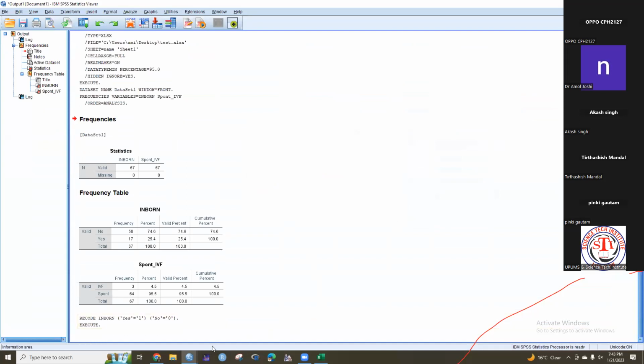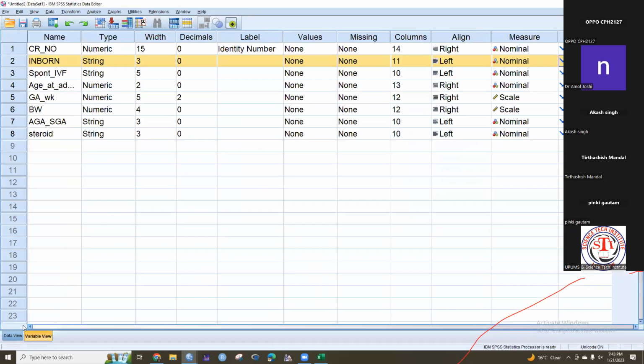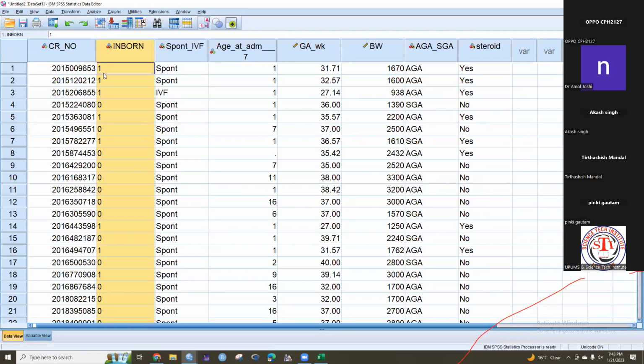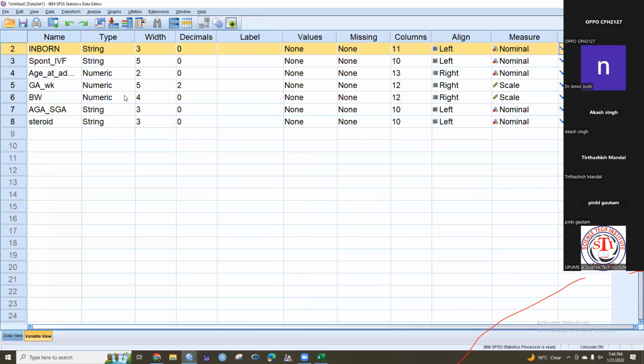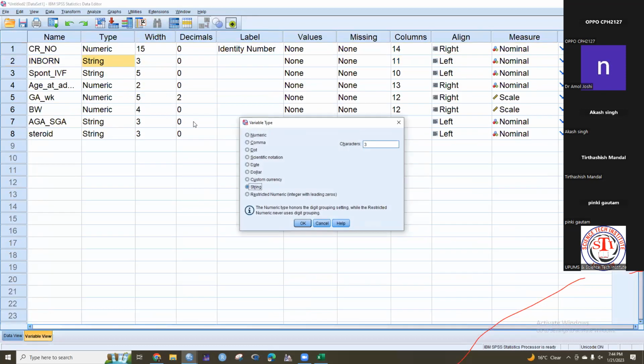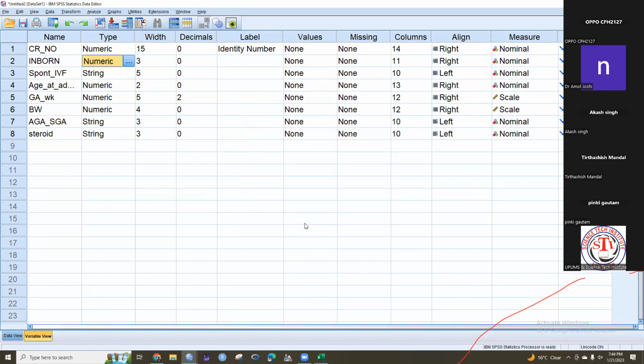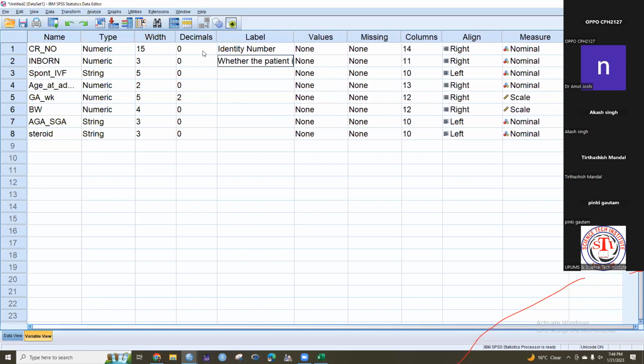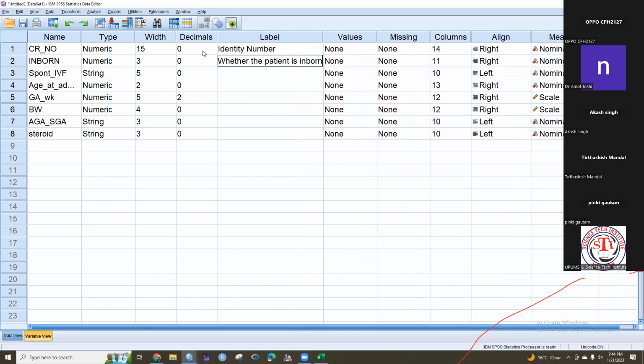After doing this process, when you go to the data view, you can see this is converted into 1 and 0. After that, you should change this string into numeric and then click OK. Now, you can explain the data: whether the patient is inborn. This is the label of this variable.